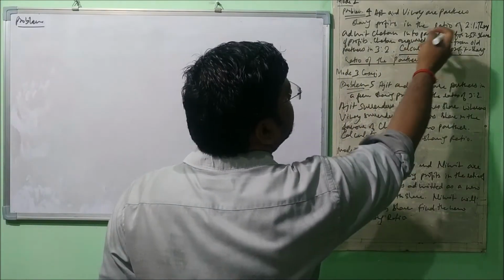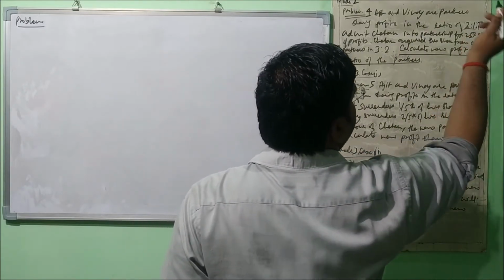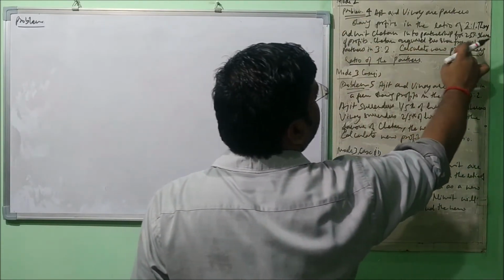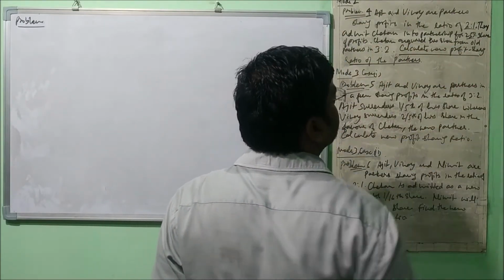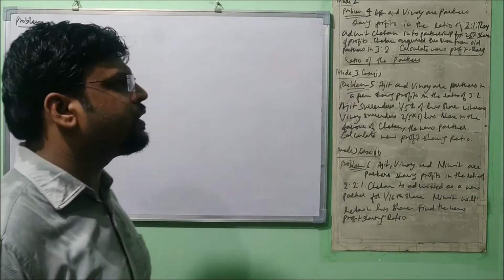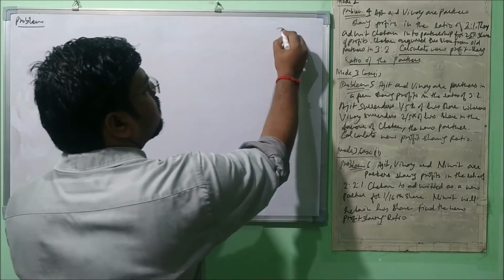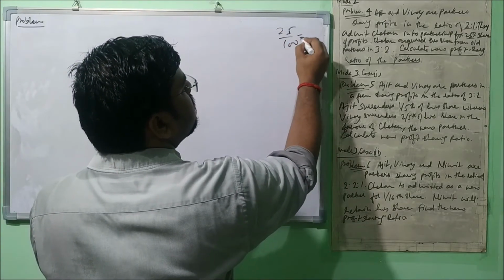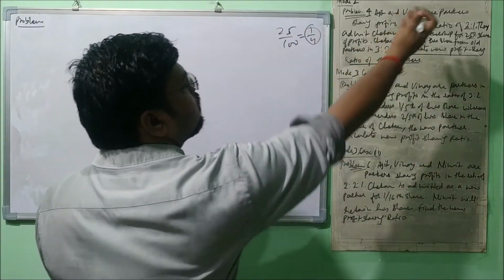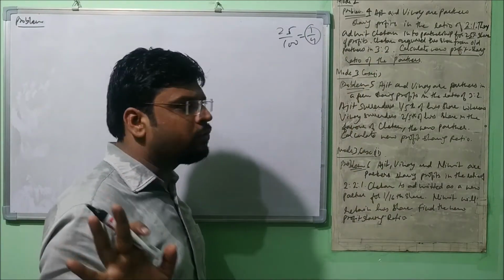Yes, Ajit and Vinay are partners sharing profit in the ratio 2:1. That is the old ratio. They admit Chetan into partnership for 25% share. That is a way of giving a question. They can either give 25% share. What is 25%? 25/100. If we see that, it comes out 1 by 4, or they better mention it as 1 by 4. So that is the way of giving the question.